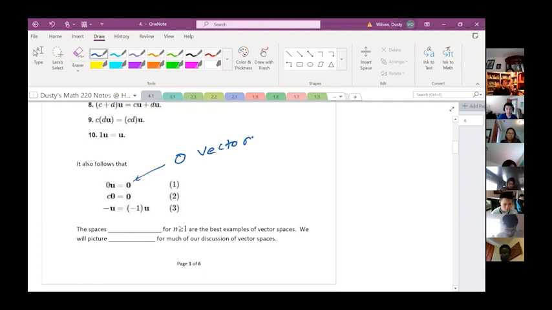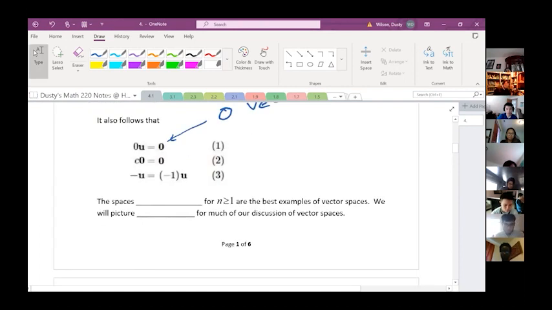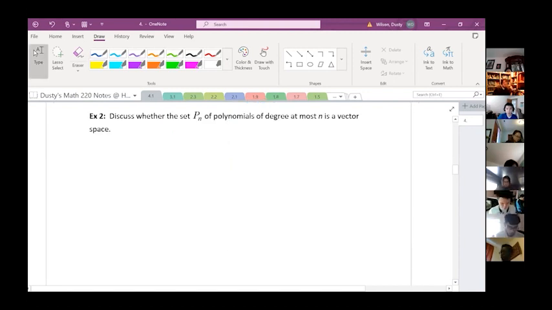Famous vector spaces, ones that you're used to. So the space Rn, for n greater than or equal to 1, is probably the best example of vector spaces that you're familiar with. And so when we talk about vector spaces, much of the time we're going to be picturing either R3 or R2. So those are ones that we can picture, but there are definitely other vector spaces, as you will soon see. So I want to discuss whether the set of polynomials Pn is a vector space.